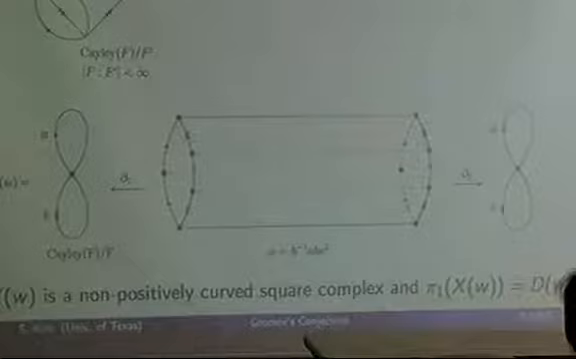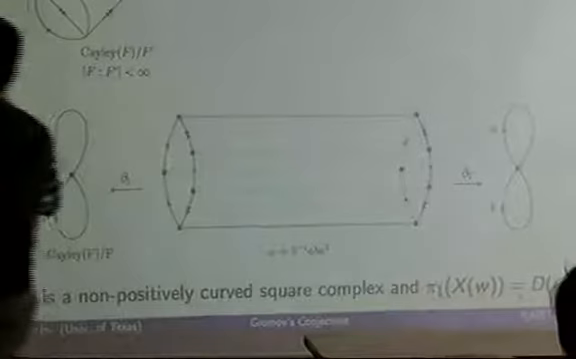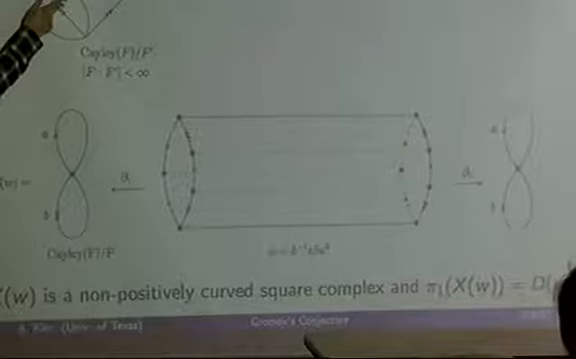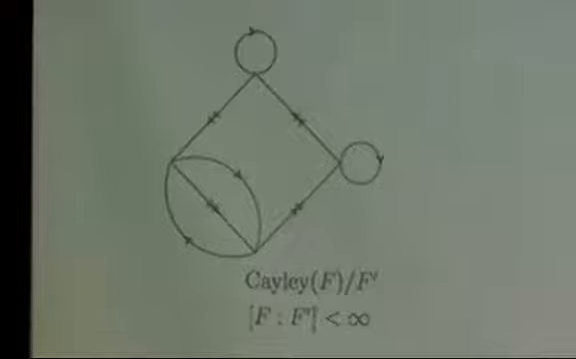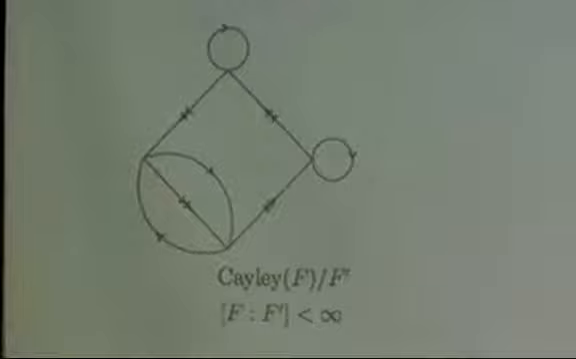So it has a certain special property: at each vertex, you have only one incoming A edge, one outgoing A edge, one incoming B edge, and one outgoing B edge. In other words, the covering map is a local homeomorphism onto the bouquet of circles. So we consider the finite cover corresponding to F prime, and we do the same thing, and we take a second copy. So take a finite index subgroup F prime and take the finite cover corresponding to F prime.